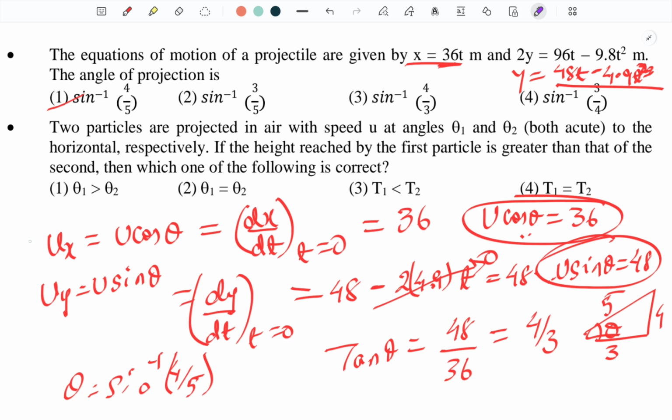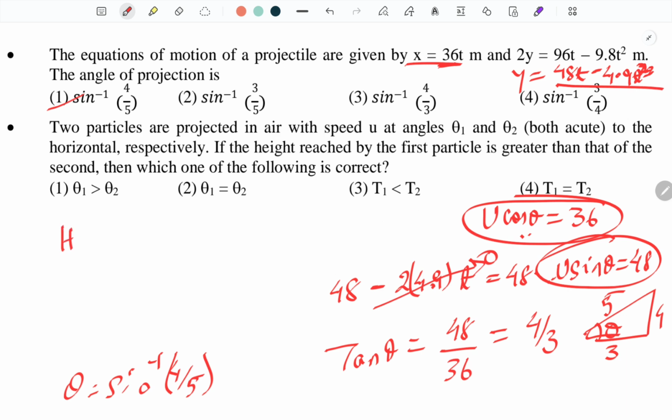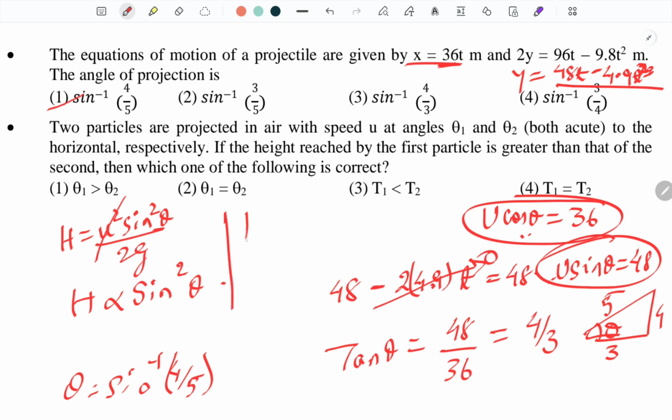Okay, so just let me erase this much so that I can solve this particular question. Okay, and this much is enough, I guess. Now what does it say? H is u square sin square theta by 2g. In this, u is the same, he has told, so this is gone. g I did not worry. H is proportional to sin square theta. So if h1 is greater than h2, obviously theta 1 must be greater than theta 2. So theta 1 greater than theta 2 is the answer.